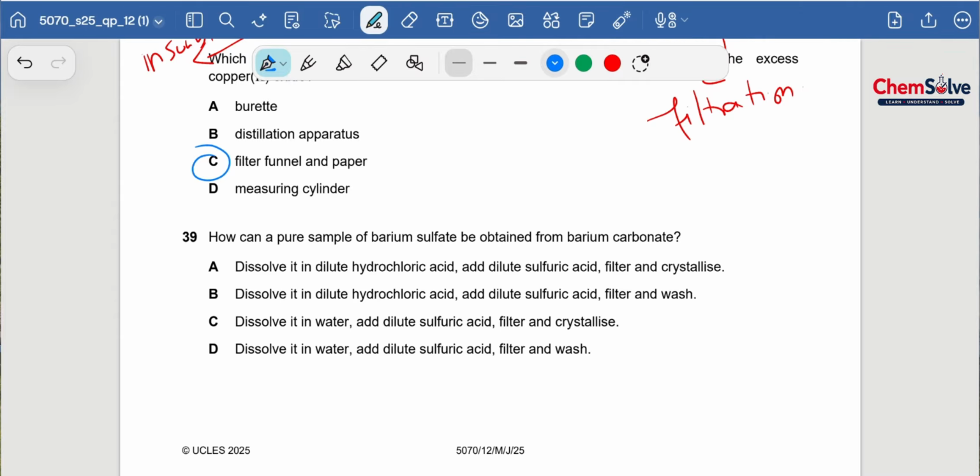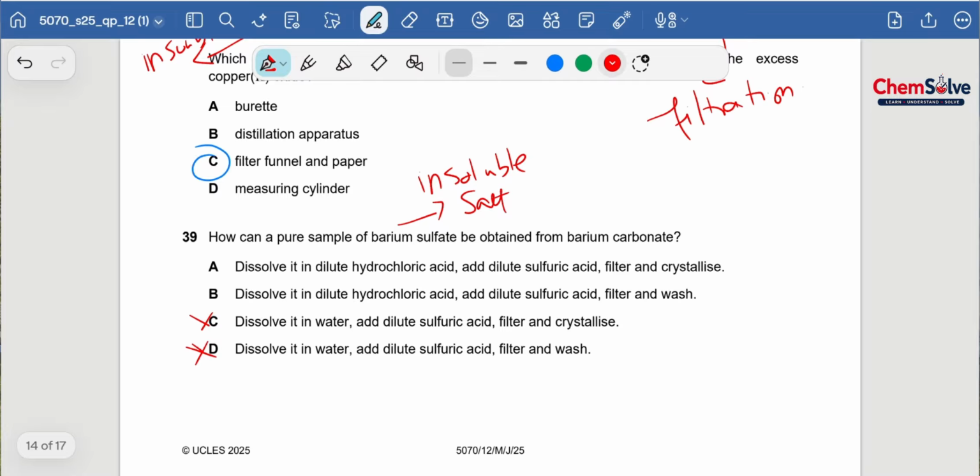How can a pure sample of barium sulfate, which is an insoluble salt, be obtained from barium carbonate? If it is an insoluble salt, it means it will not dissolve in water. So option C and D don't make any sense. They are not our options. We have to compete between A and B. Okay, so let's write down the equations.